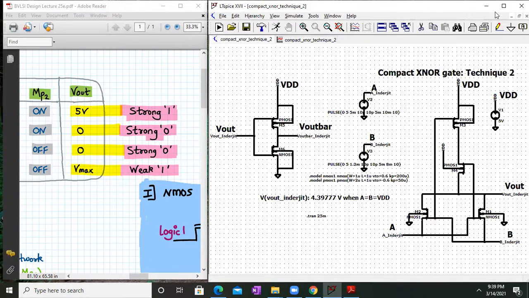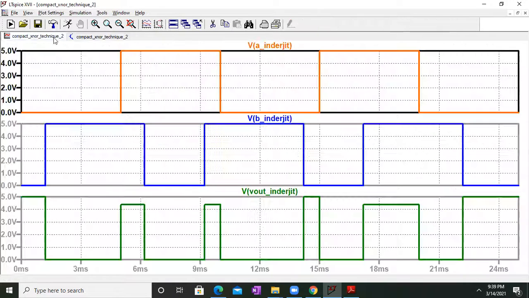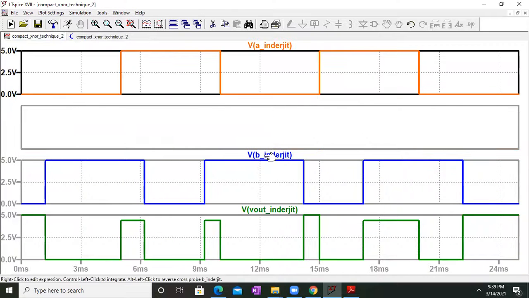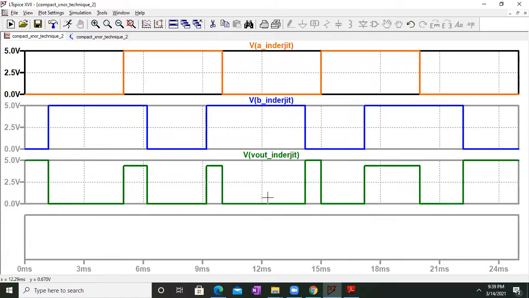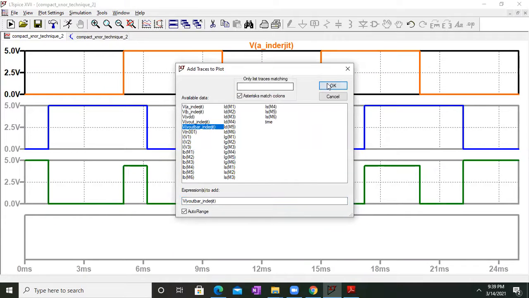To overcome this, we can connect an extra CMOS inverter at the output. So here I've given the output to this inverter, and at the output of the inverter I've called it V out bar. The only thing is that it increases the transistor count, and also the functionality changes. Let me show you what I'm talking about. So let me add one more plot plane, push it up, VA, VB, and V out, and let me plot the output after adding an inverter.